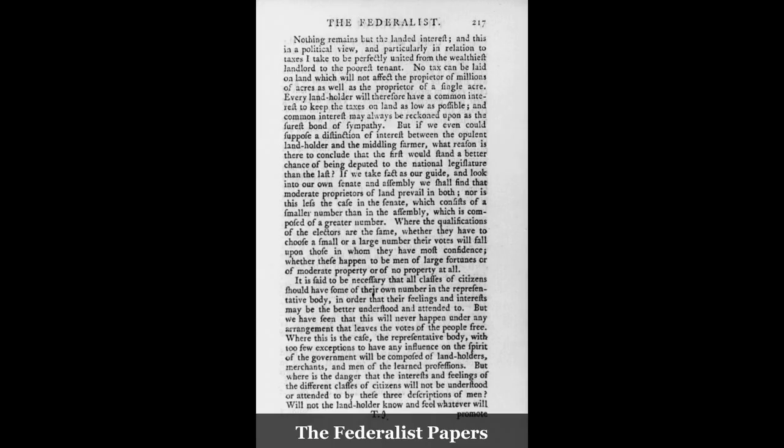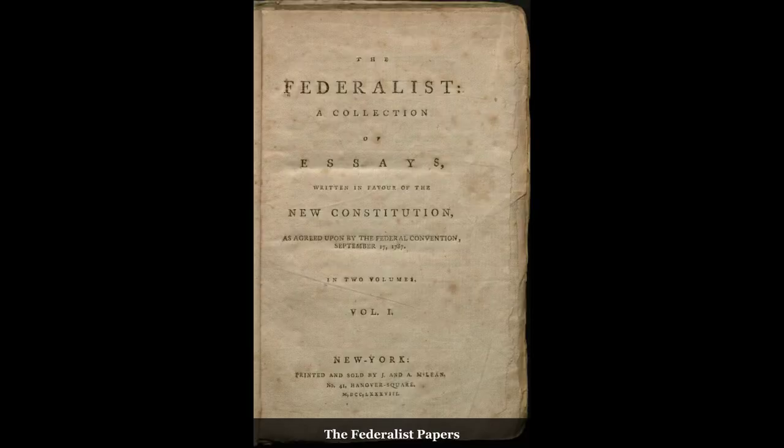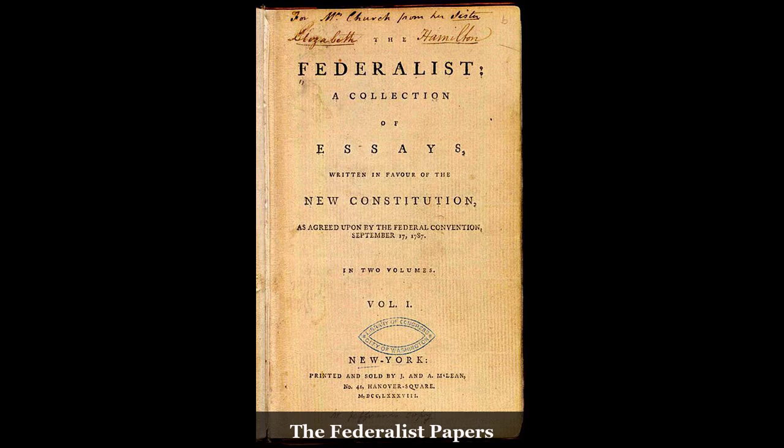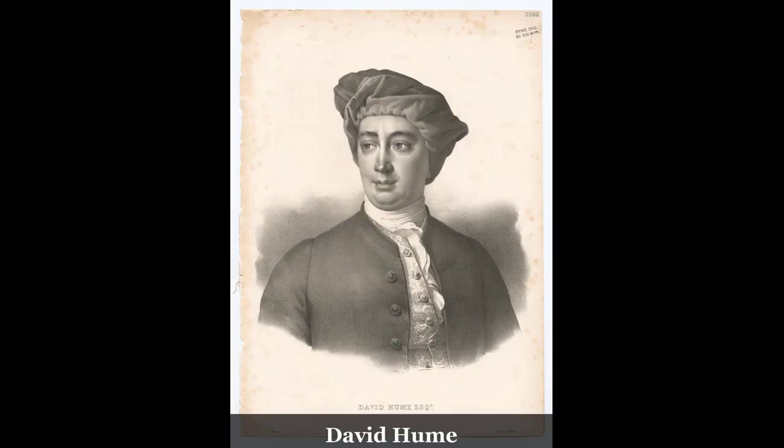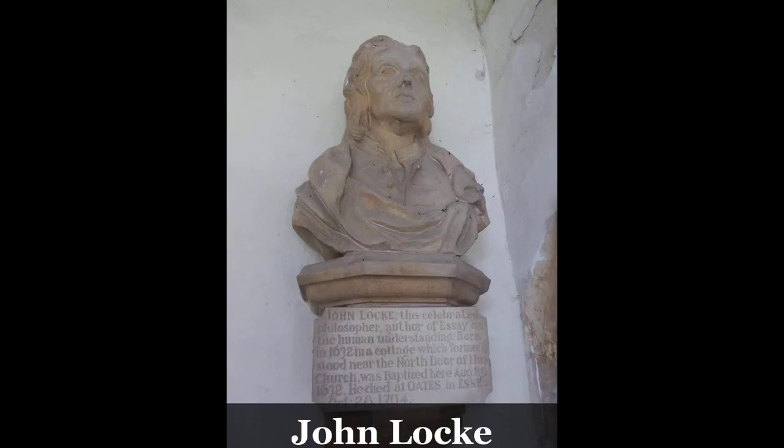In terms of literary background, the Federalist Papers relates to the Enlightenment tradition, which emphasized reason, individual rights, and the social contract. The authors drew on the ideas of thinkers like John Locke, Montesquieu, and David Hume, who had written about the importance of limited government, separation of powers, and the protection of individual liberties.